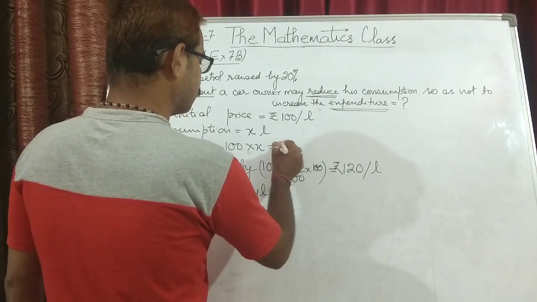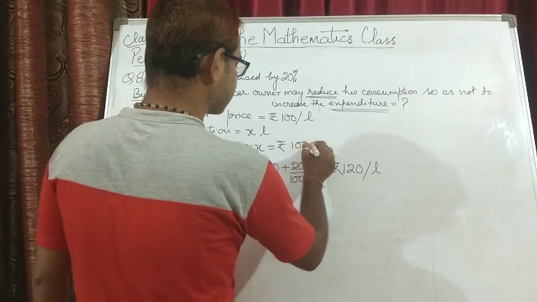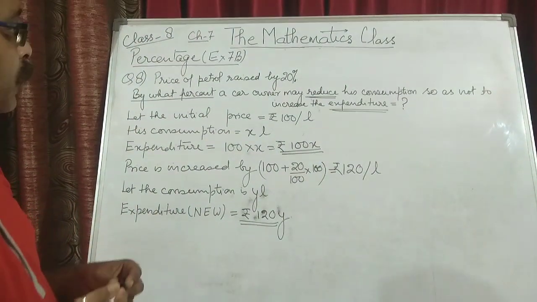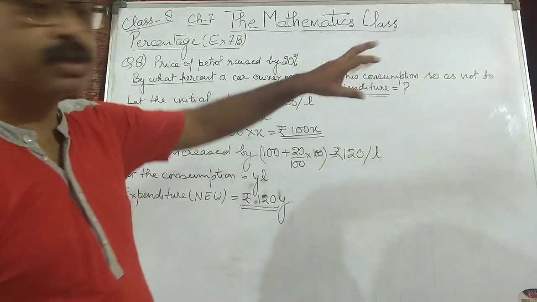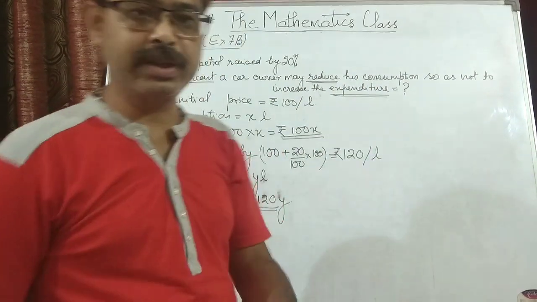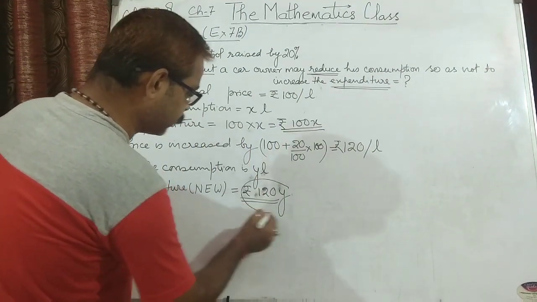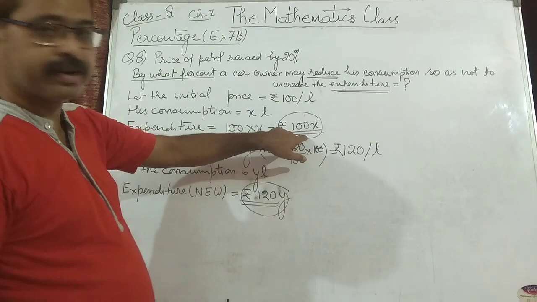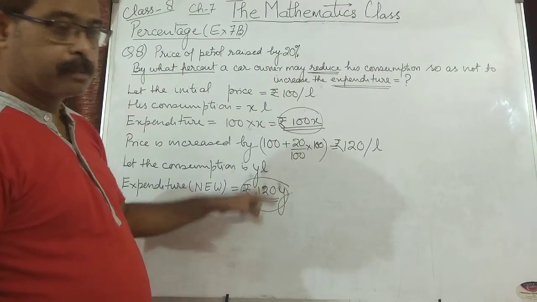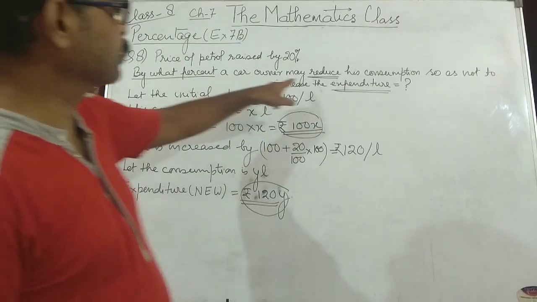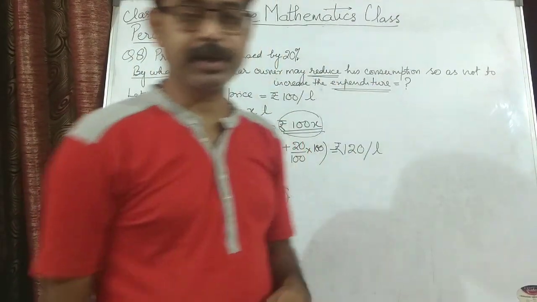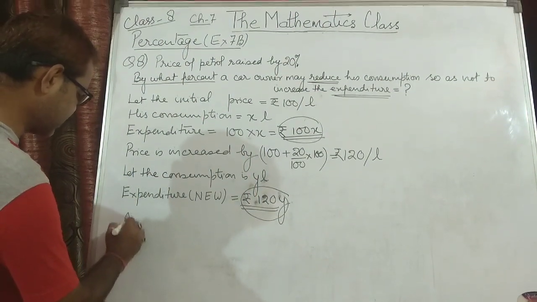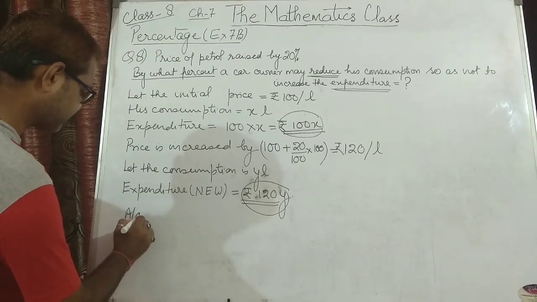I am writing it as rupees 100x. This was the original expenditure, this is the new expenditure. Now, in order not to increase the expenditure, this value and this value must remain the same. Initially the expenditure was 100x, now the expenditure is 120y, but according to the question, the consumption should be reduced so as not to increase the expenditure.